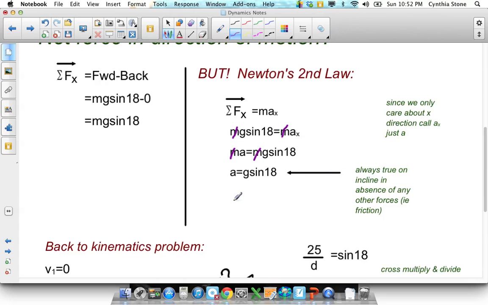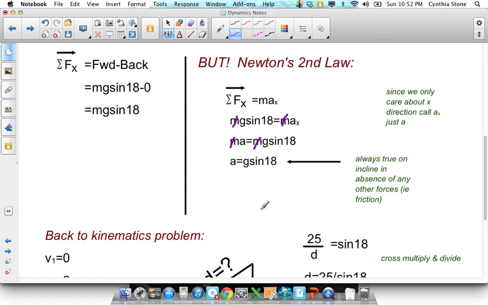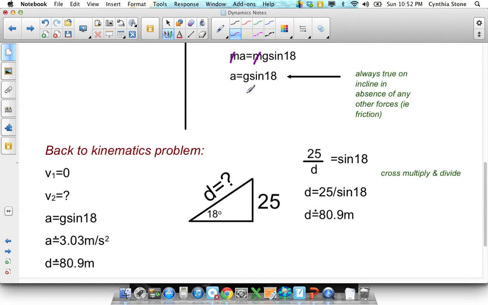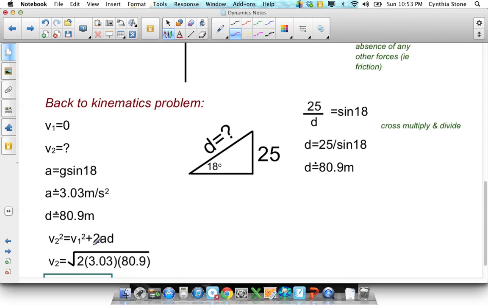And this is, if there's no friction, the acceleration is always g sine theta, okay? So going back to the kinematics problem, of course I could solve for that now, 9.8 times sine 18, but I'm just going to leave it like this, because again, the less rounding you have to do in the solving of a problem, the better accuracy you'll get.